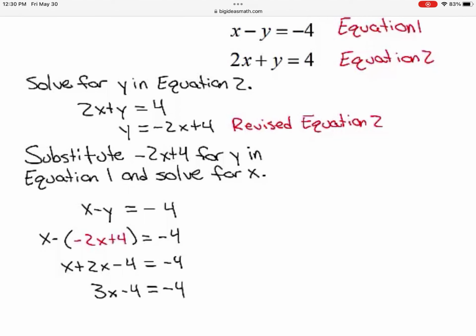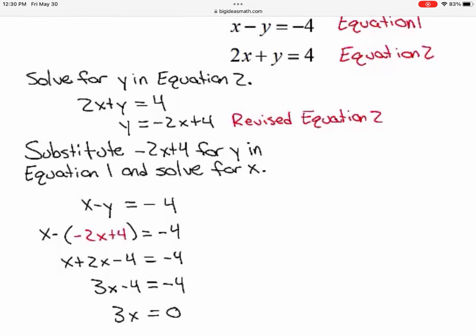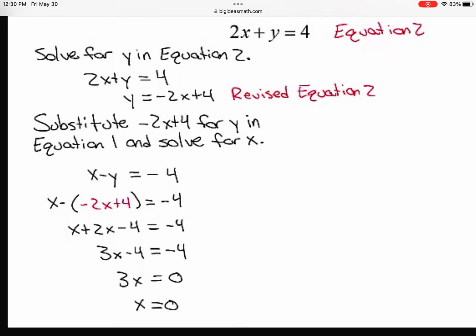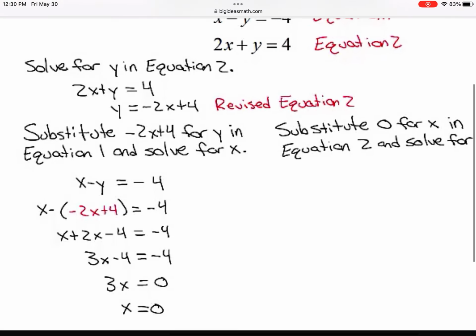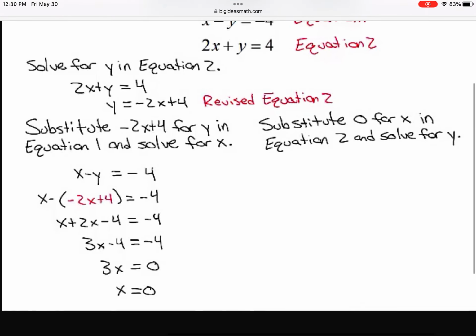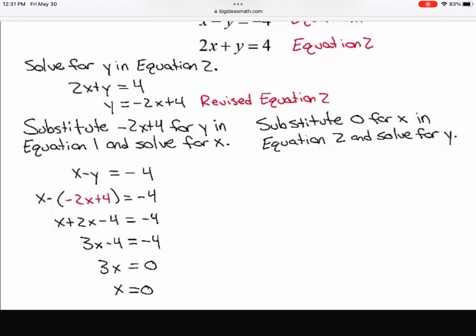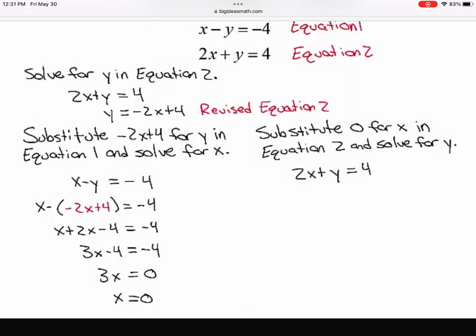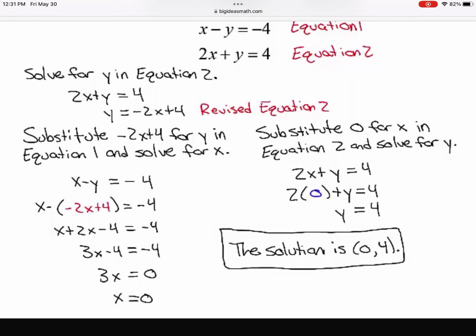Next, add 4 to each side of the equation to get 3x equals 0. Then divide each side of the equation by 3 to get x equals 0. Next, substitute 0 for x in equation 2 and solve for y. Begin by writing the equation. 2x plus y equals 4. Substituting 0 for x in equation 2 gives 2 times 0 plus y equals 4, or y equals 4. So the solution is 0, 4.